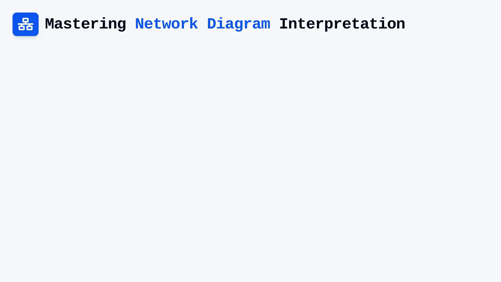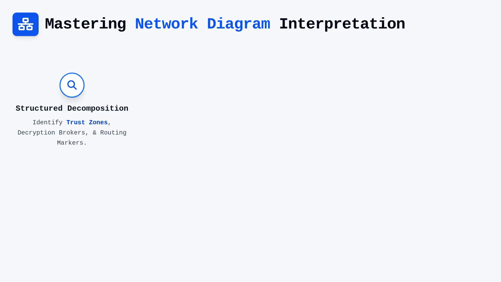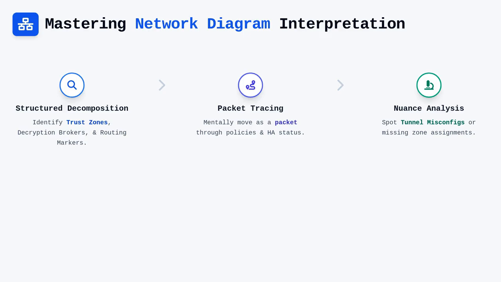Successfully interpreting network diagrams is a core skill for the modern security engineer and a frequent task during this exam. When a diagram is provided, refrain from scanning it aimlessly and instead perform a structured decomposition of the topology. Look immediately for the trust zones, the placement of the decryption broker, and any routing markers that indicate asymmetric traffic flows or interface configurations. The exam often hides the answer in the nuances of these visual representations, such as an incorrectly configured tunnel interface or a missing security zone assignment that prevents traffic flow.